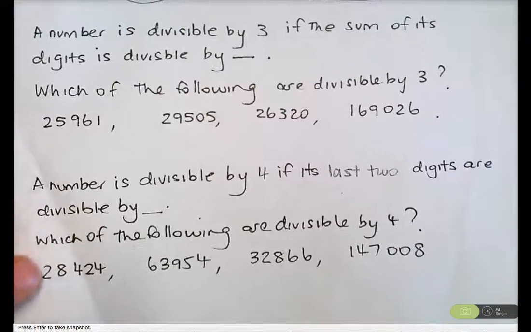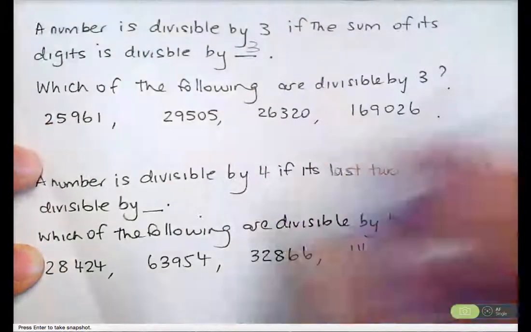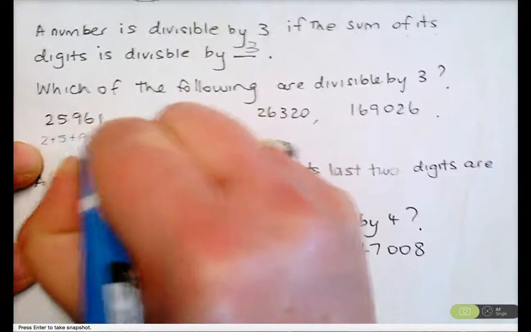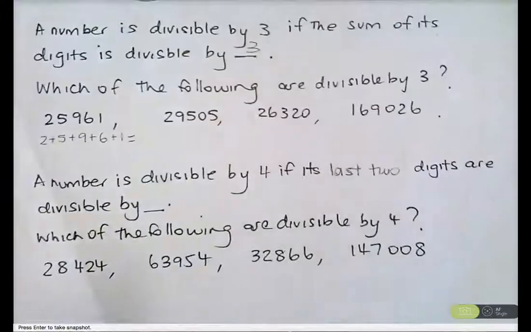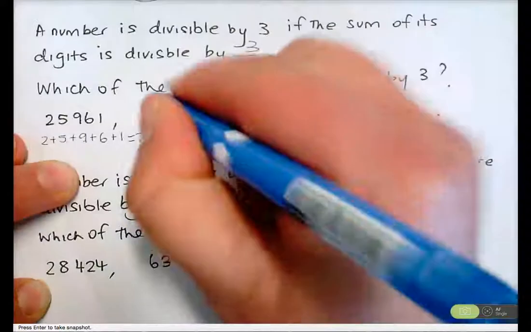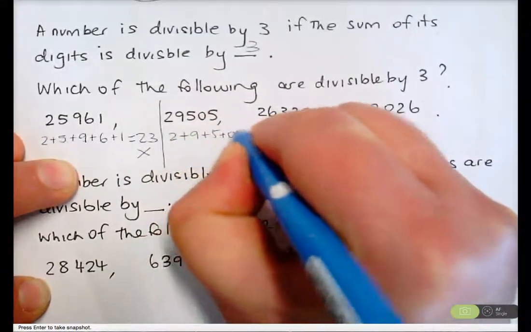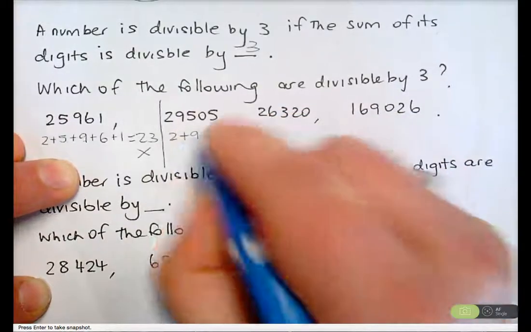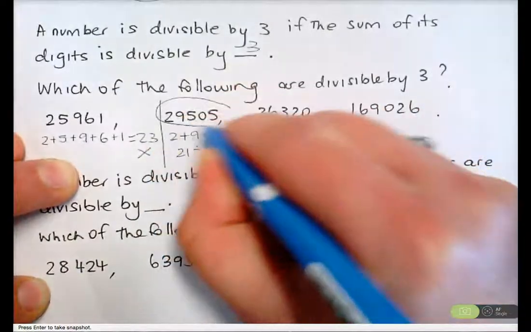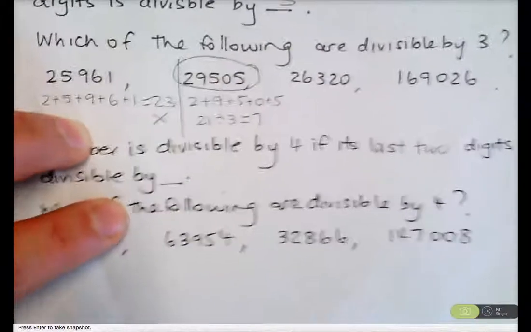A number is divisible by 3 if the sum of its digits is divisible by 3. So with this, I add up the digits. 2 plus 5 plus 9 plus 6 plus 1. That adds up to 16, 23. That is not in the 3 times tables. The next one, 2 plus 9 plus 5 plus 0 plus 5. That's 10 and 11. That's 21. That is divisible by 3. So therefore, 29505 is divisible by 3.